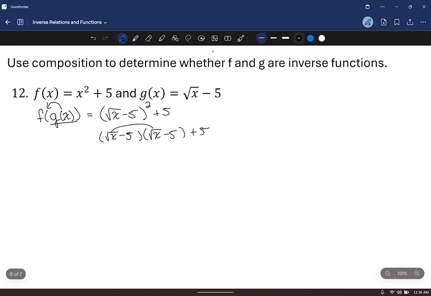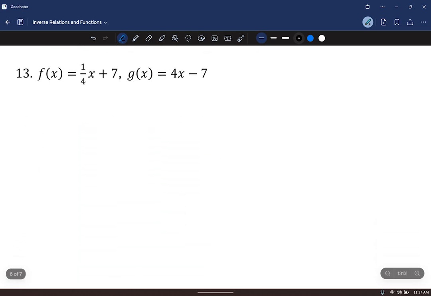So we have square root of x times square root of x is x. And then we're going to have 2 of this middle. So negative 5 square roots of x and negative 5 square roots of x is negative 10 square roots of x. And negative 5 times negative 5 is 25 plus 5. And the only thing that's going to go together are these two to make 30. And I can't simplify that to just x. So these are not inverses. There's no reason for me to try to do g of f of x at this point. They both have to work. So if you don't get an x, then you just move on to the next one.